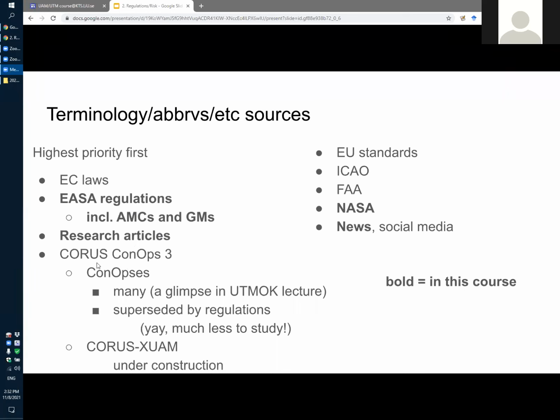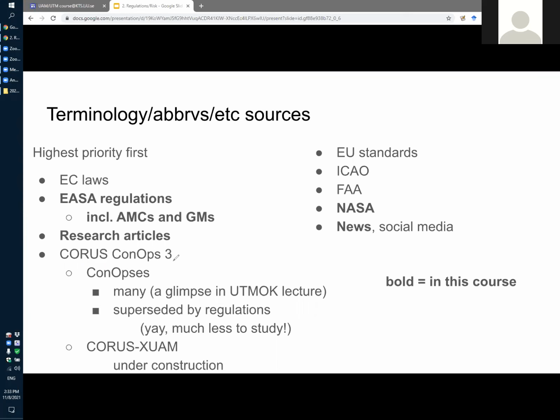Then there are different concepts of operations. In particular, there was a project, finished now, the Concept of Operations for European New Space, or something, CORUS. They have the concept of operations in several versions. The third one is the final one, very well thought out.